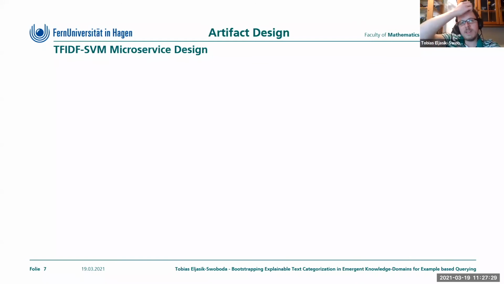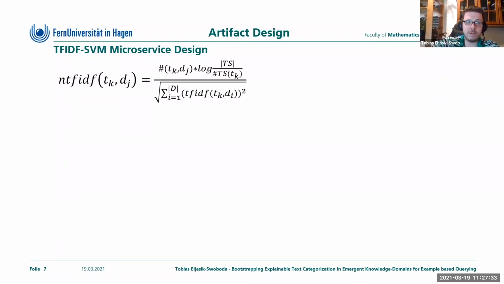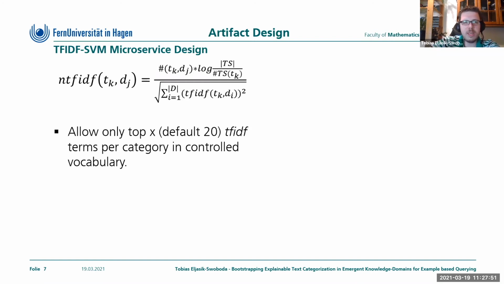The machine learning-based text categorization classifier that is quite quickly applicable for a lot of stuff is based on TF-IDF and SVM. What you see here is a normalized TF-IDF equation. What it basically does is a dimensional normalization for TF-IDF vectors, so they can be used as representation in a support vector machine algorithm. What's important here is that we limit the amount of terms and features that are taken into account with the variable. The default is 20.